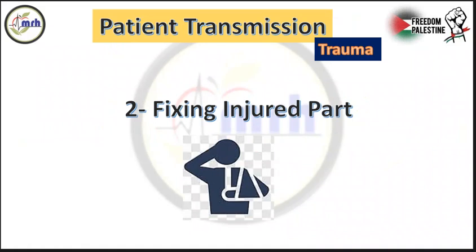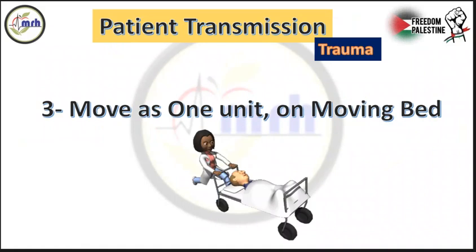The second is fixing the injured part. For example, he has a fracture. It is never to move the patient with the fracture. Moving with the fracture may aggravate it, may make it more dangerous or complicated. So I must fix this injured arm or limb or part before thinking about transmission of the patient to any site. The third, we must move the patient as one unit.